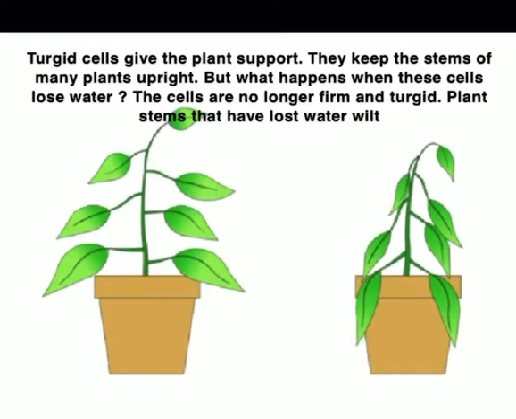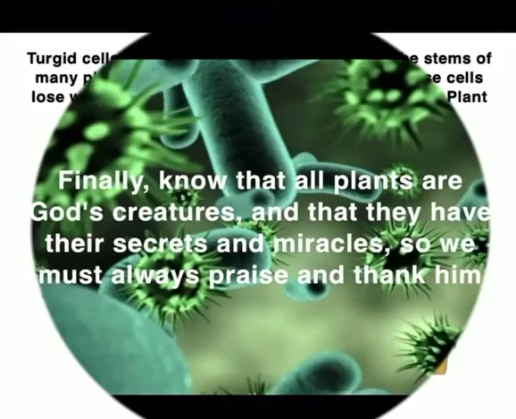But what happens when these cells lose water? The cells are no longer firm and turgid. Plants' stems that have lost water wilt.